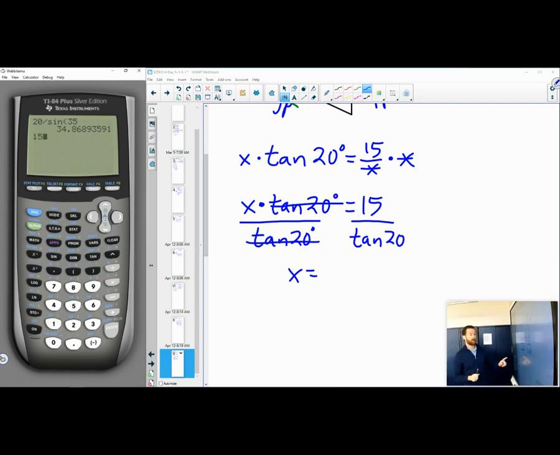I can't do that in my head, obviously. 15 divided by tangent of 20, and we get 41.21.